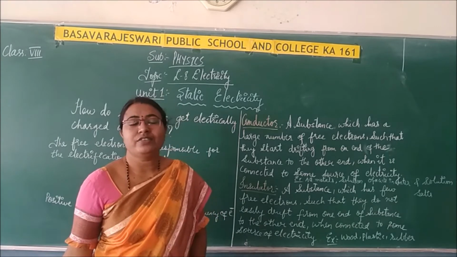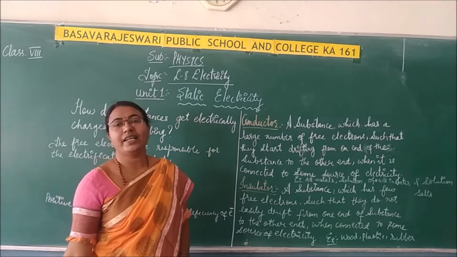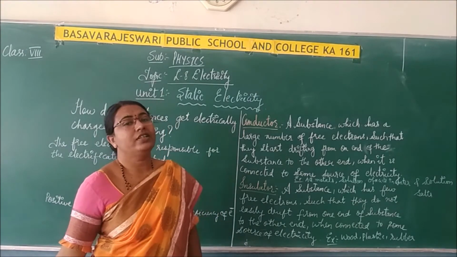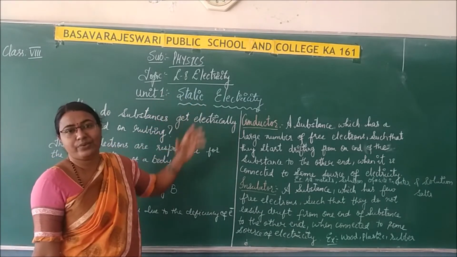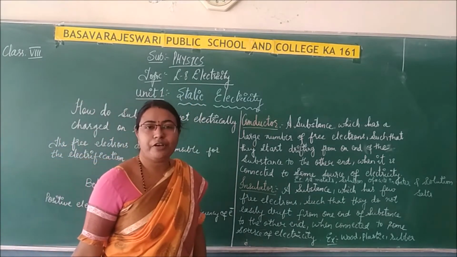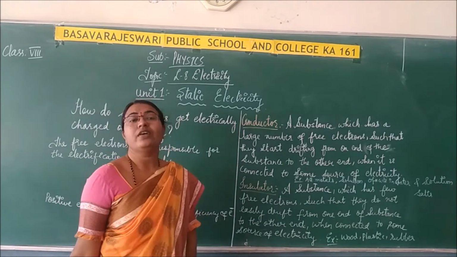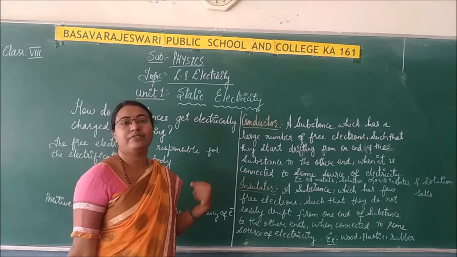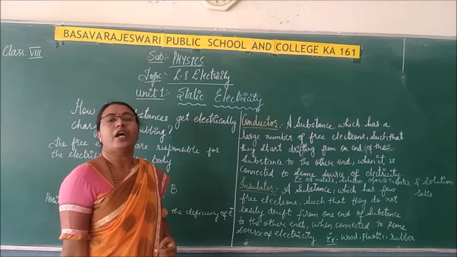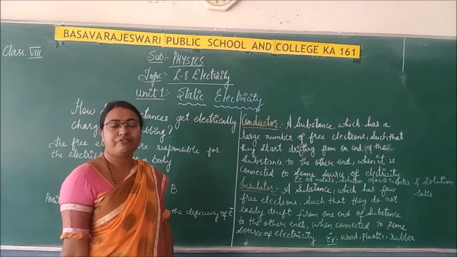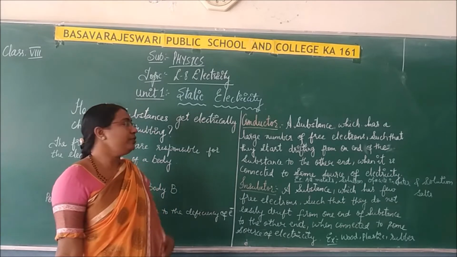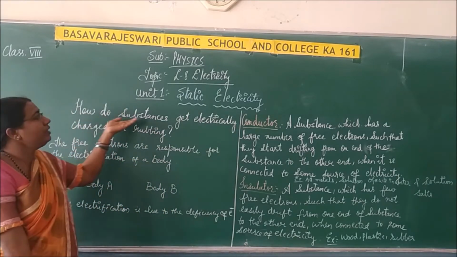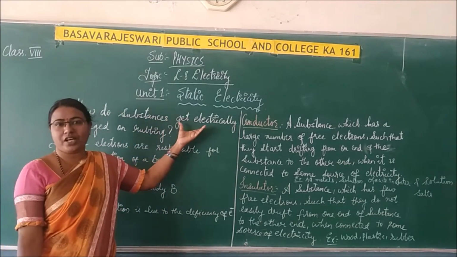Good morning, children. In yesterday's class I explained the first unit of static electricity. In that we learned about the structure of the atom. We learned how Rutherford gave the postulates about the atomic theory. We learned Rutherford's atomic theory. Correct? So today we are going to learn how substances get electrically charged.